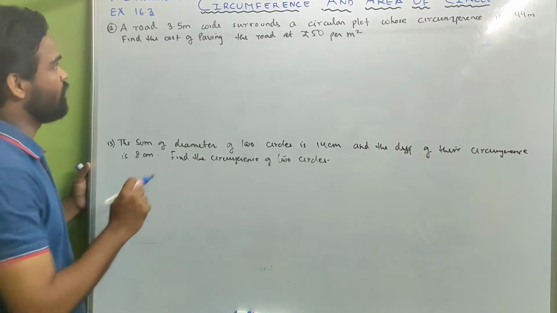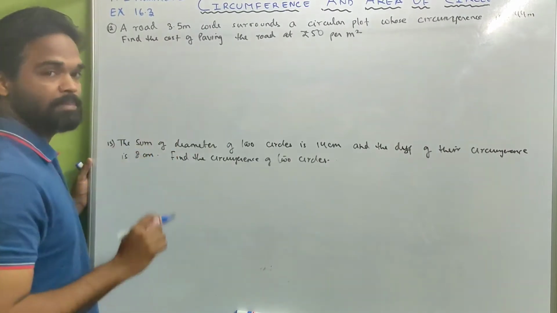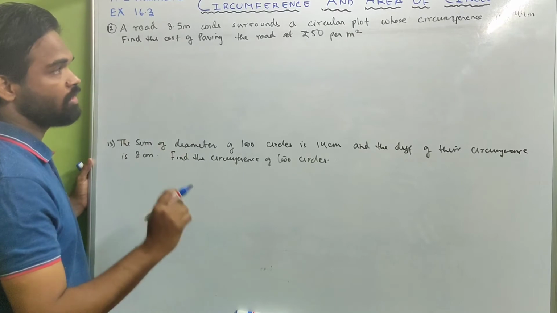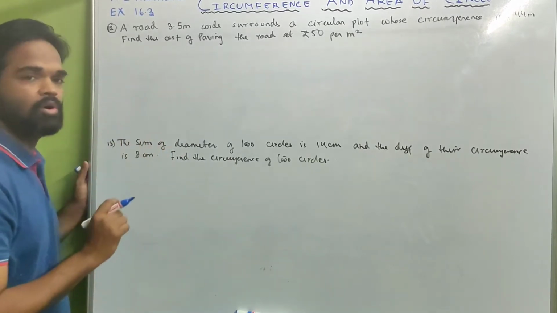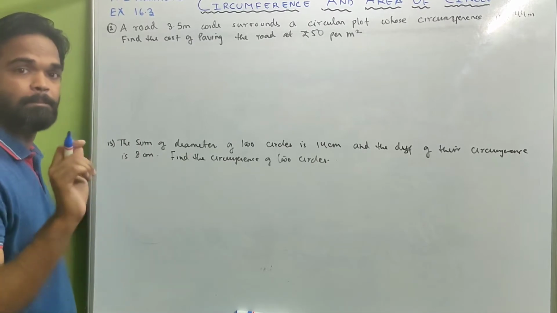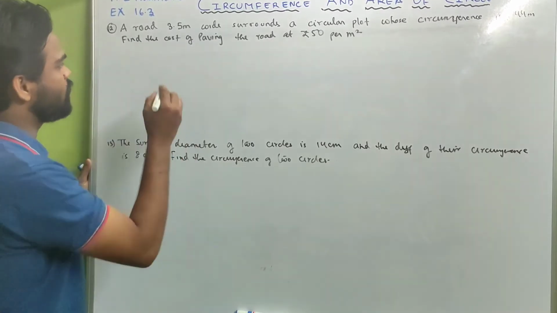Now look at sum number 12. A road 3.5 meter wide surrounds a circular plot whose circumference is 44 meter. Find the cost of paving the road at rupees 50 per meter square. Now first of all, draw the diagram.